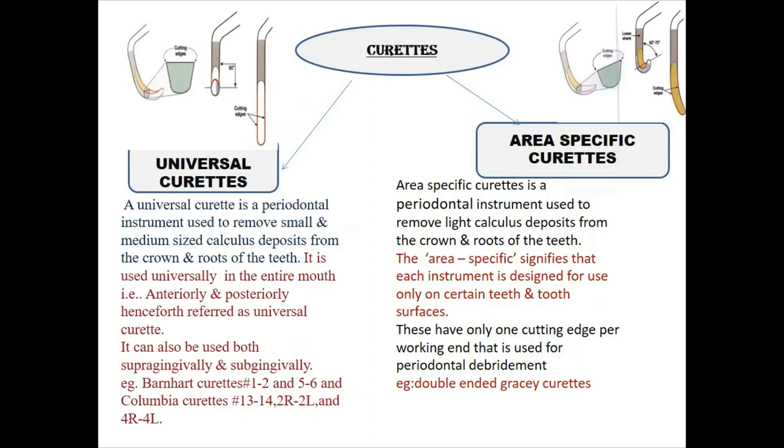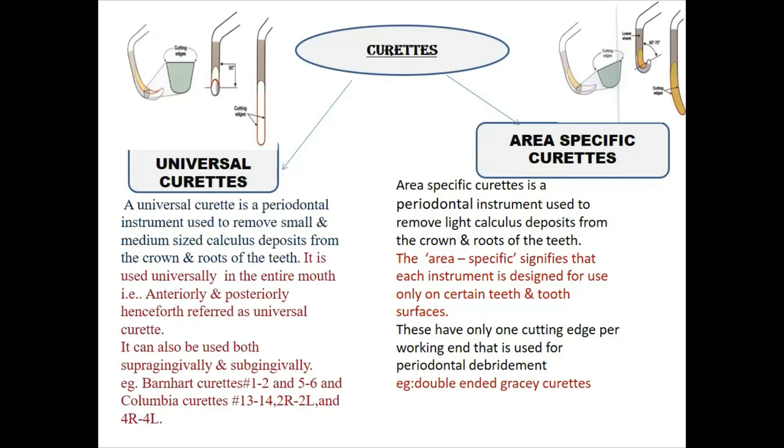So first of all, the basic periodontal instrument that we make use of in doing the gingival curettage procedure is your curettes. We'll be discussing what is a universal curette and what is an area specific curette, alternatively known as Gracey curettes. A universal curette is a periodontal instrument that is used to remove small and medium sized calculus deposits from the crown and roots of the teeth. It is used universally in the entire mouth. That is, the single instrument can be used anteriorly, posteriorly, and hence the name universal curette. It can also be used supragingivally as well as subgingivally. Examples are Barnhart curettes and Columbia curettes.